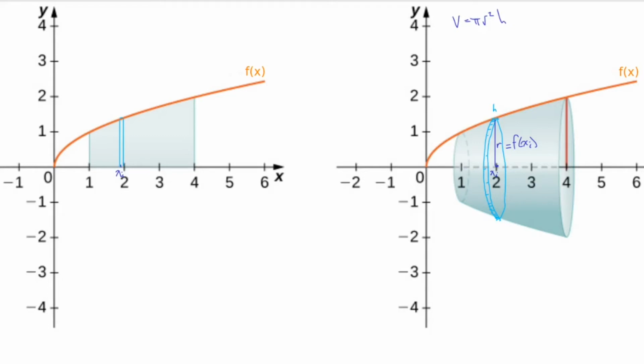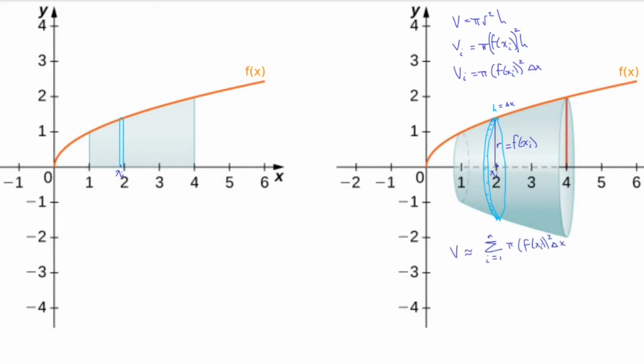And there's a well-known formula for the volume of any cylinder. It's pi r squared h. And since the height of this thin cylinder is the width of the original rectangle, it makes sense to call it delta x, the change in the x value. That's the width of the original rectangle, giving us an expression for the volume of the ith thin cylinder as pi times f of x sub i squared times delta x.